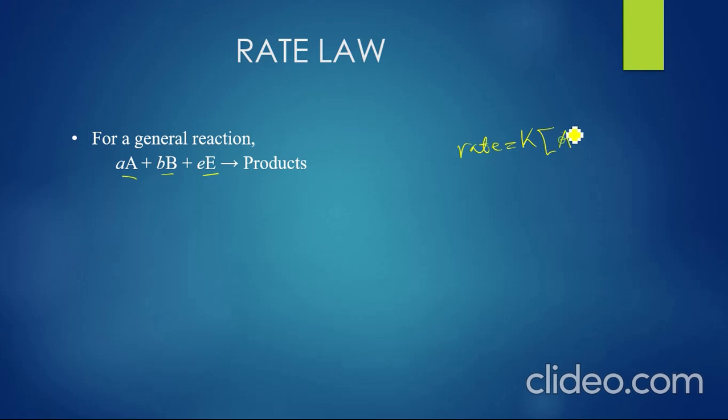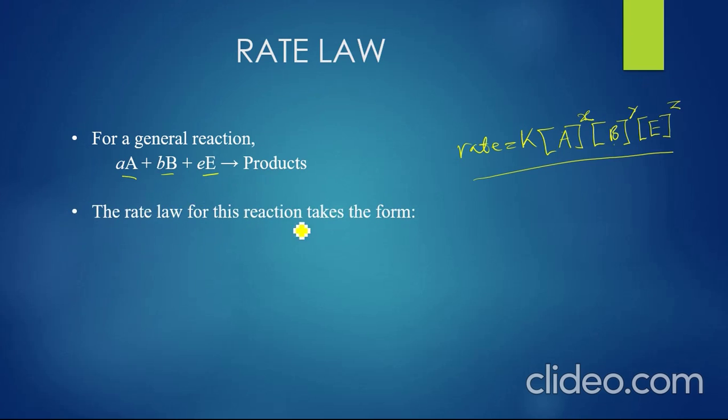Here you have reactant A, which you raise to power x, where x is the order with respect to this concentration, and then we have another reactant B, which you raise to power y, where y is the order with respect to concentration B. Then you have another reactant, E, which you raise to power z, where z is the order with respect to reactant E. This is how you come up with the general form of the rate law for this reaction. Here we just focus on the reactants, not the products.